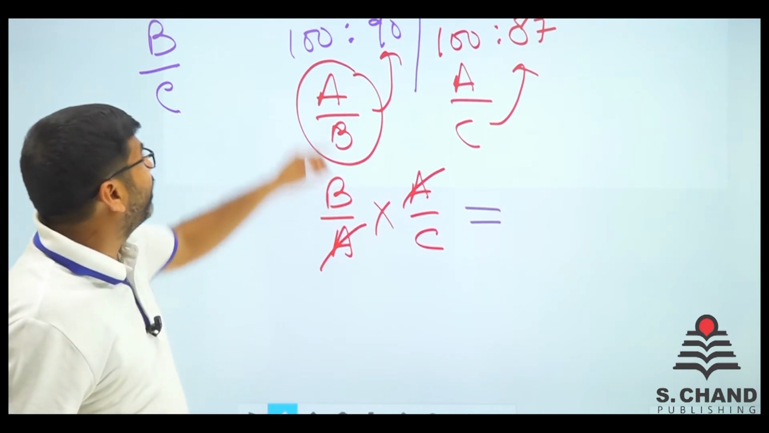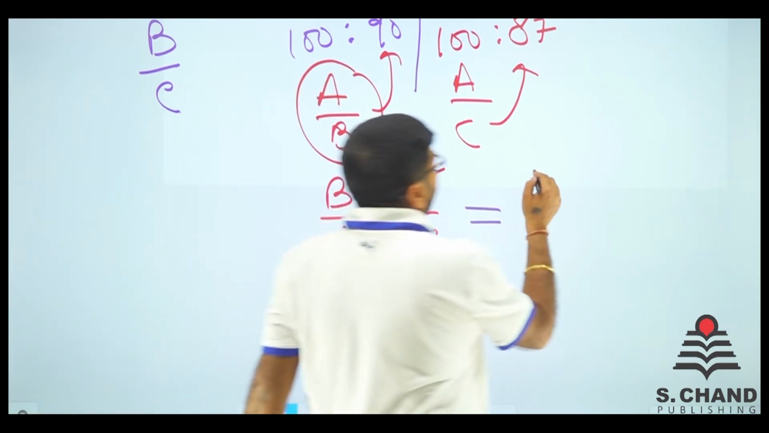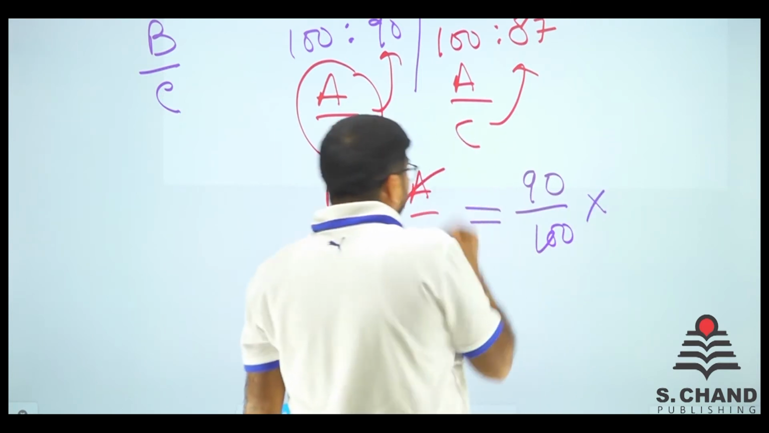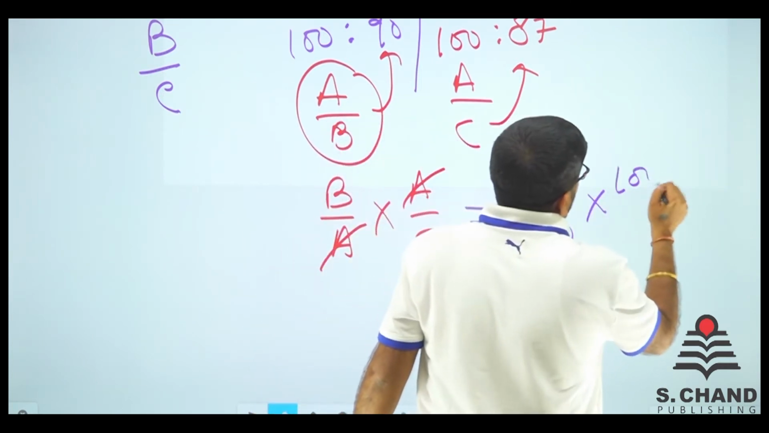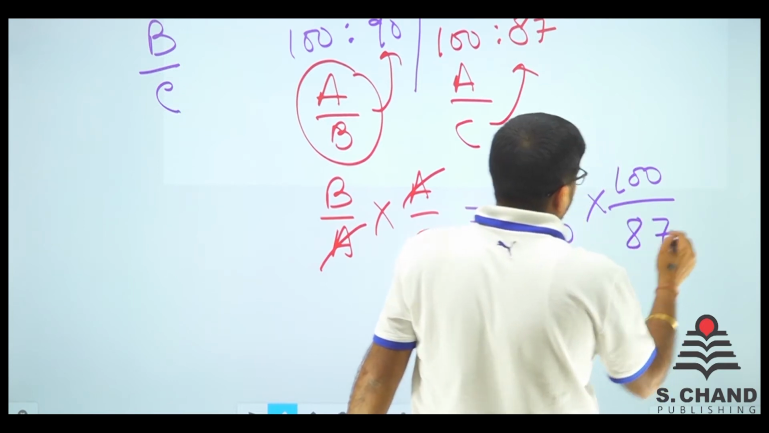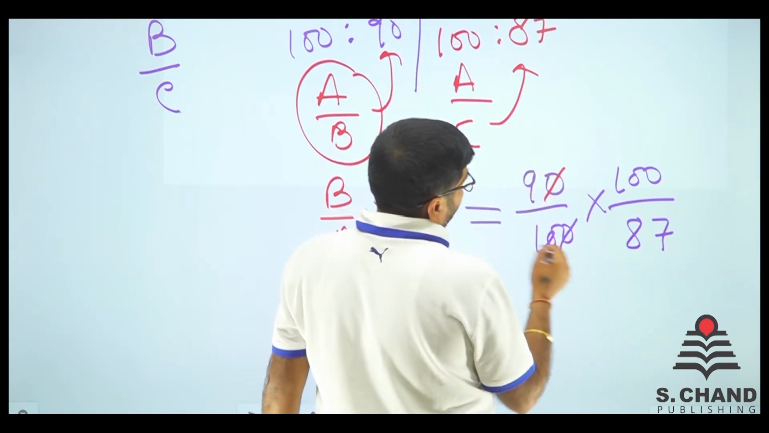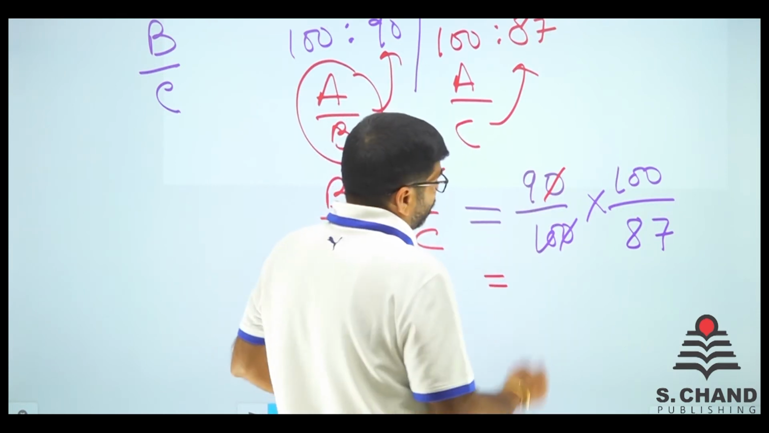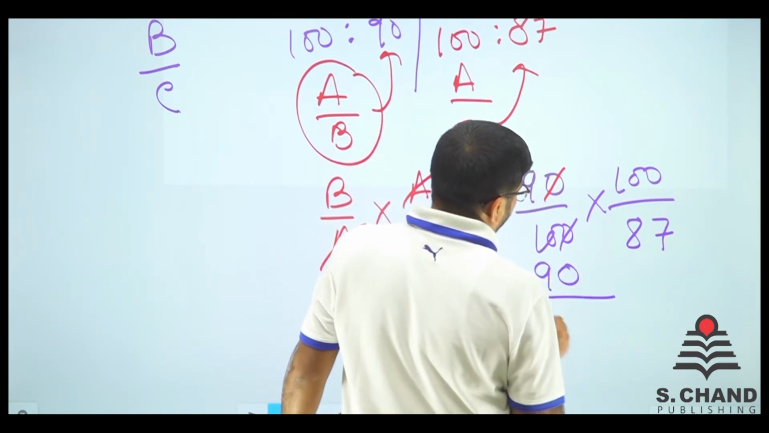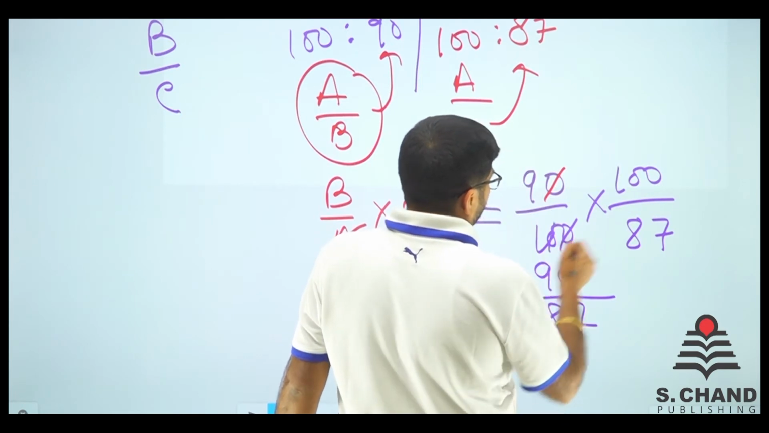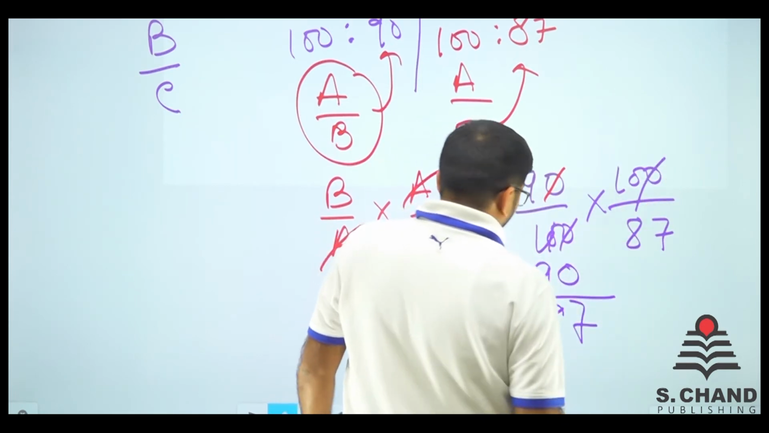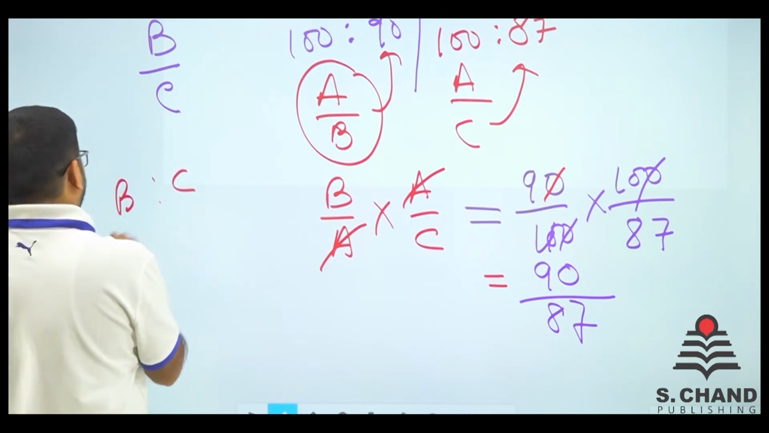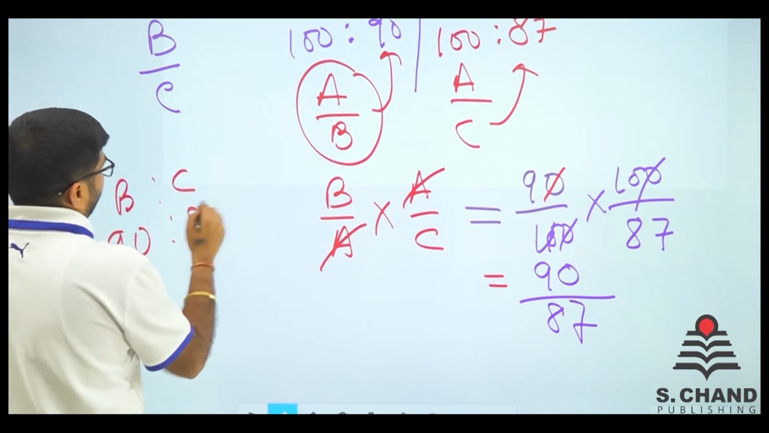B upon A की वैल्यू क्या है? 90 into 100. So it is 90 by 100. और A by C की वैल्यू क्या है? 100 by 87. So here we go, 100 by 87. पहले तो इसको 0 मिटा देते हैं. So this becomes 90 by 87. Because this 0 gets cancelled out. So 90 by 87. Now B is to C is 90 is to 87.